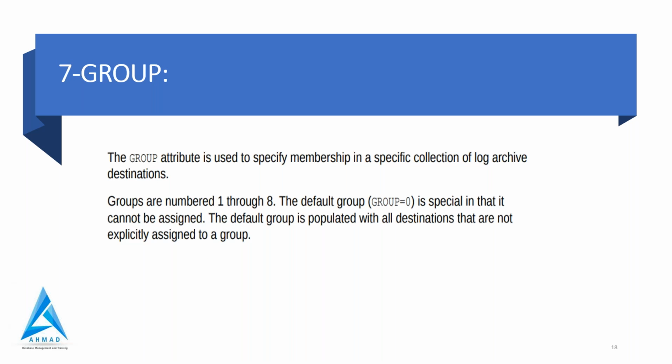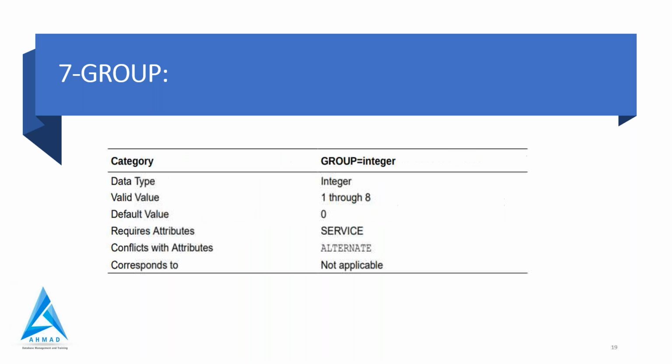And the GROUP attribute is a new parameter, and groups can specify membership in a specific collection of log archive destinations. It has values 1 to 8, and the default group is 0. The default group is populated with all destinations that are not explicitly assigned to a group. The category is integer, the value is 1 to 8, and the required attribute is SERVICE.